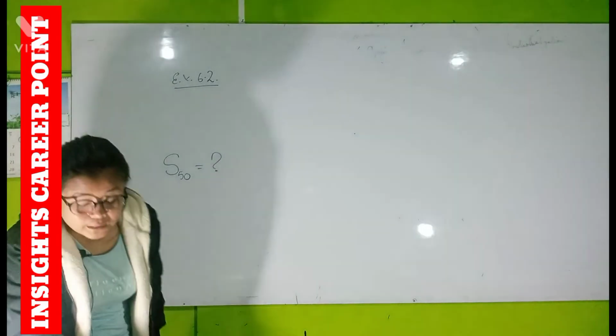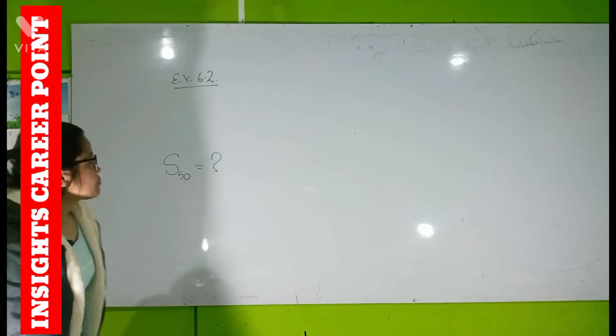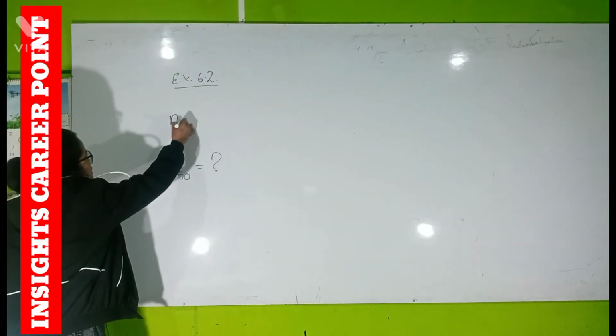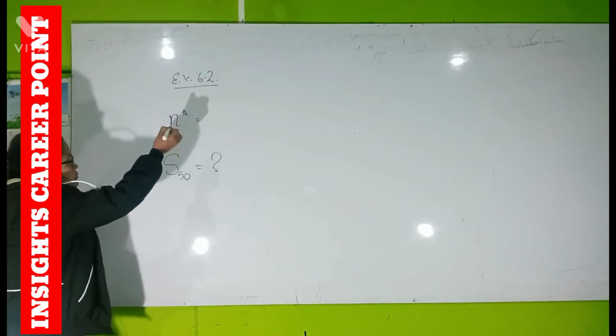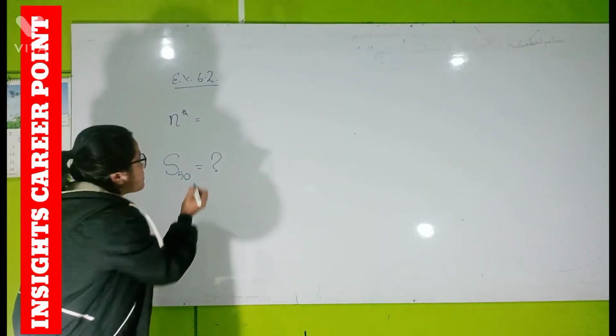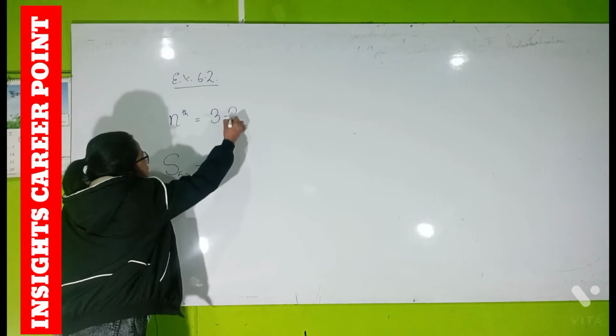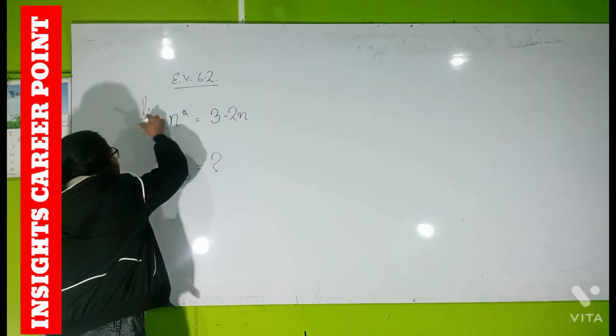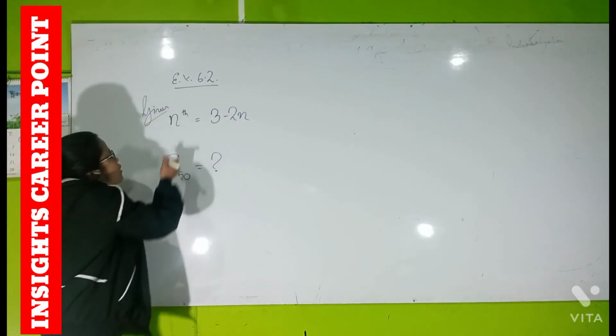And what is given? The given is the nth term. The value of the nth term is given as 3 minus 2n. Here given is the value of the nth term.